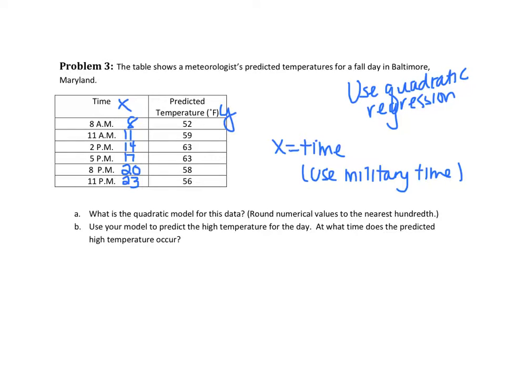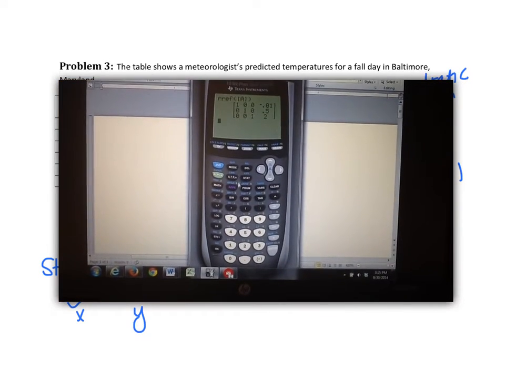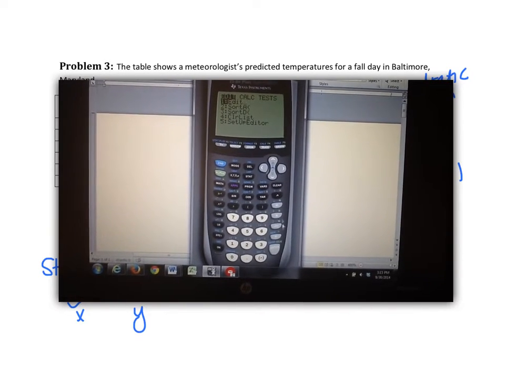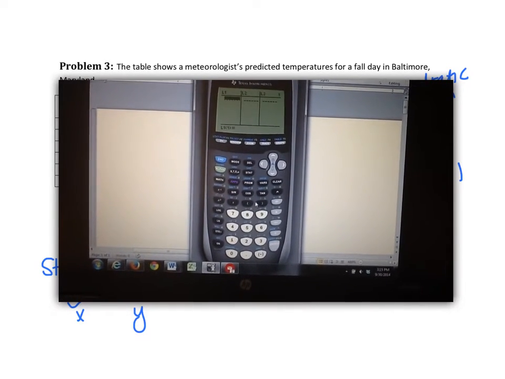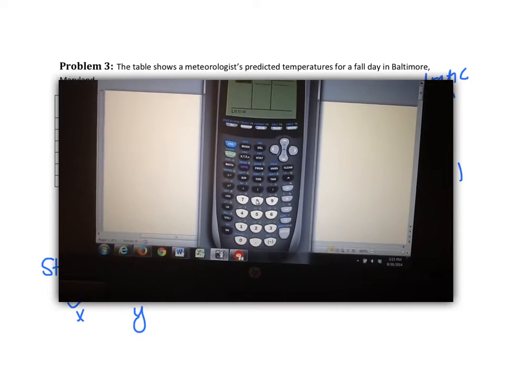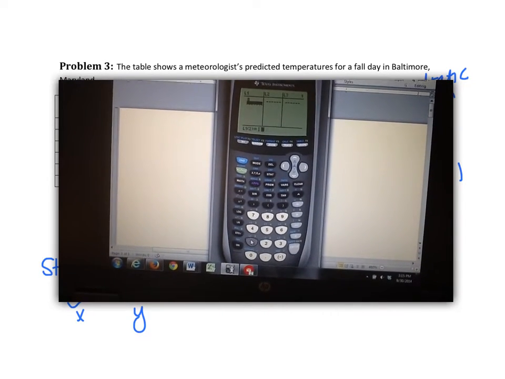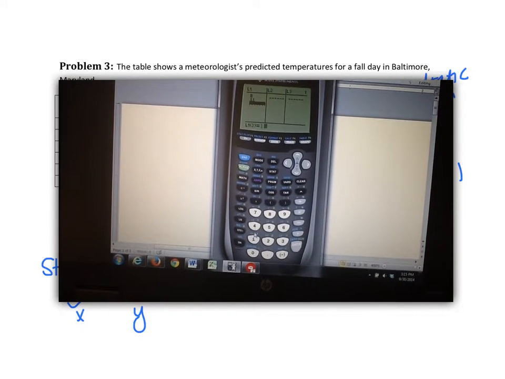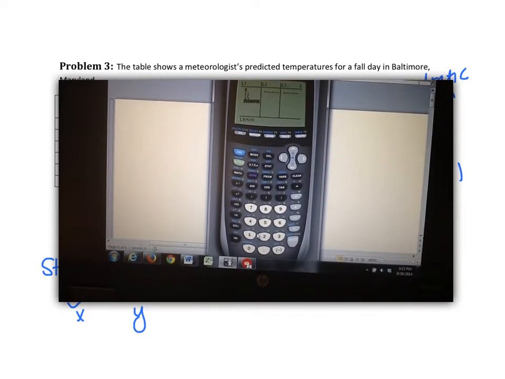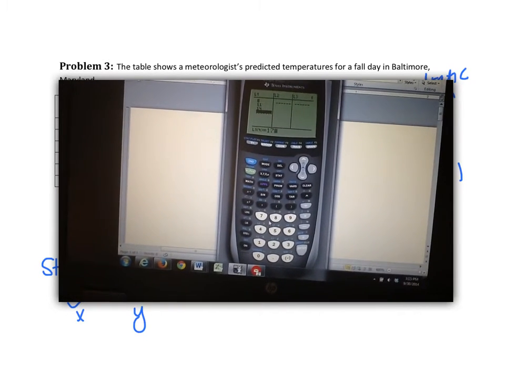As you recall, when you're putting this in your calculator, you're going to go to Stat, and then do Edit. In list 1, you're going to put in all of your X values. In list 2, you're going to put your Y values. So I'm going to show you how to do that on your calculator. Okay, so here I'm going to Stat. I'm selecting Edit. In list 1, I'm going to put in all of those X values, so they were our times in military time. So we're going to put in 8, 11, 14, 17, 20, and 23.